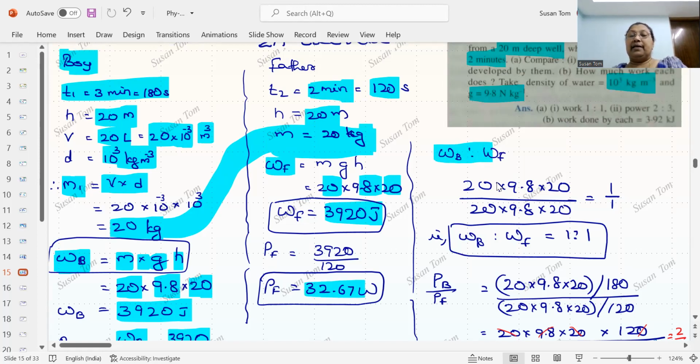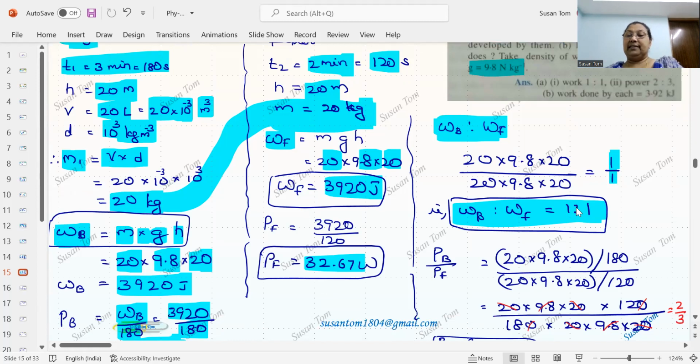Now, ratio of their work done, comparison of their work done. If I take the expression 20 into 9.8 into 20 by the boy and that of father in this way, 1 by 1 you get, that is 1:1 is the work done. Means children, work done will be the same because same height, same mass, same place for acceleration due to gravity also same. Power developed, we have to take the comparison.